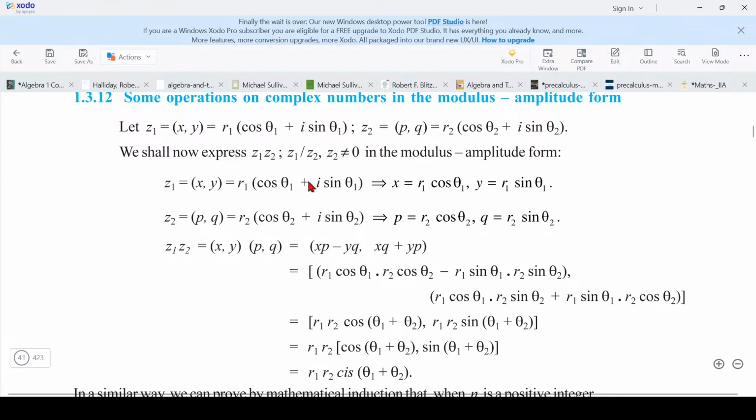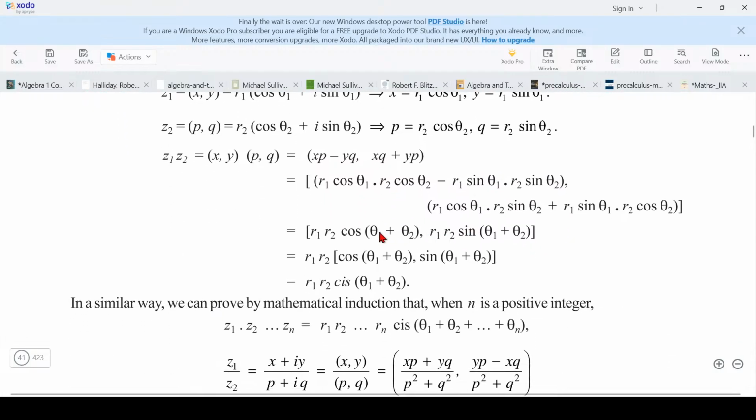There is Z1. We are calling it R1 and theta 1, which is nothing but R1 into cos theta 1 plus I sin theta 1. And Z2 is R2 and theta 2, and he is multiplying Z1 and Z2. That means he is multiplying this and this, and he has got R1 R2 into cos A cos B minus sin A sin B, which is cos A plus B. Similarly, R1 R2 into sin A cos B plus cos A sin B, which is sin theta 1 plus theta 2. That means ultimately we have got R1 R2 into cos theta 1 plus theta 2 and sin theta 1 plus theta 2. That means R1 R2 at angle theta 1 plus theta 2. You can do the small verification yourself.